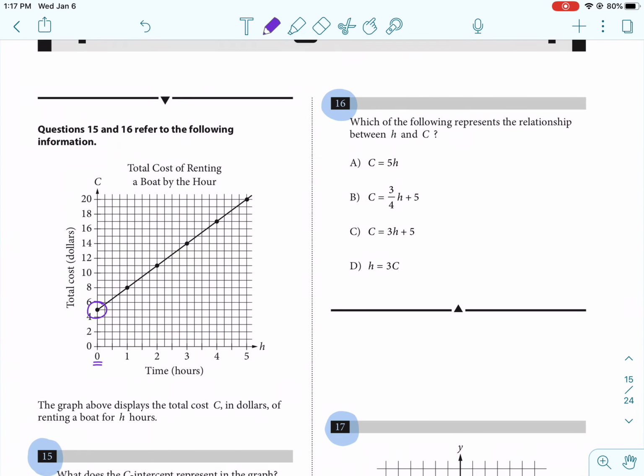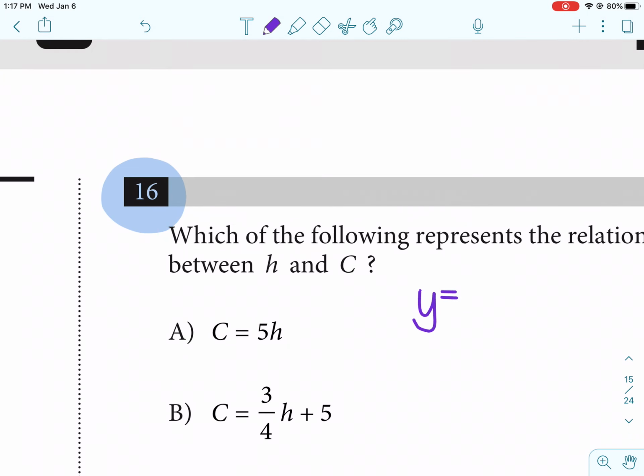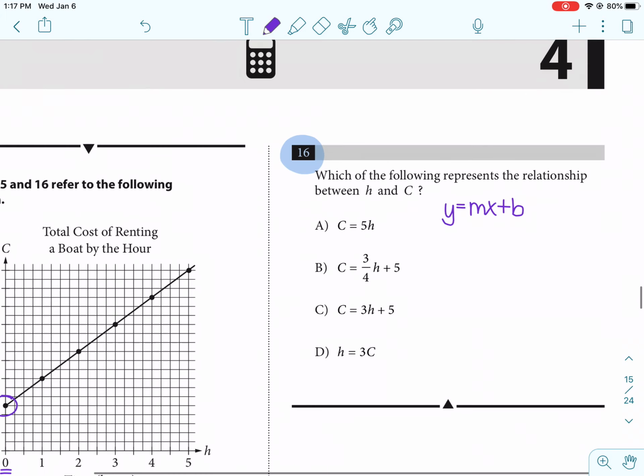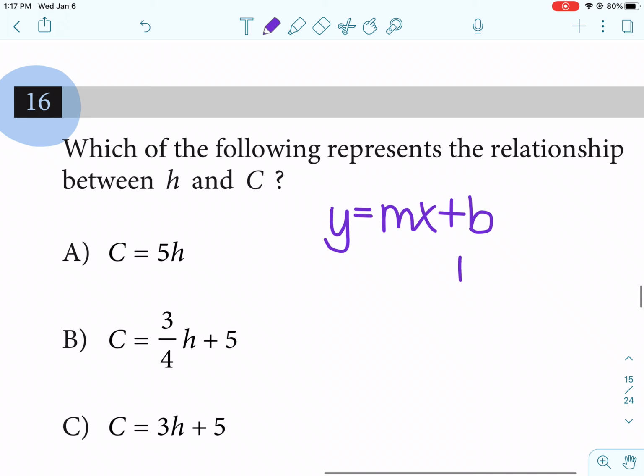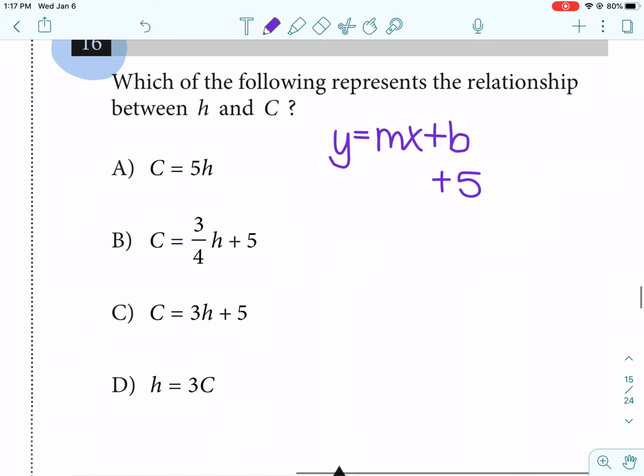Question 16 is, what is the relationship between h and c? Basically I'm writing the linear equation. These are all in slope-intercept form. y equals mx plus b. b is our y-intercept. That's what we just identified. That's 5. What I like to do is process of elimination. I'm already down to b and c just by finding the y-intercept.